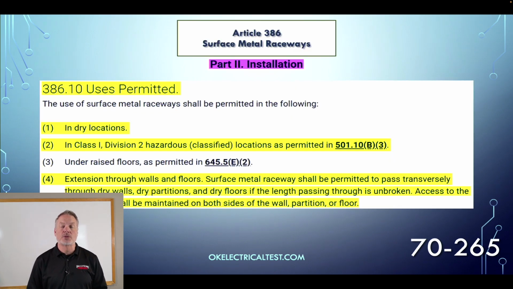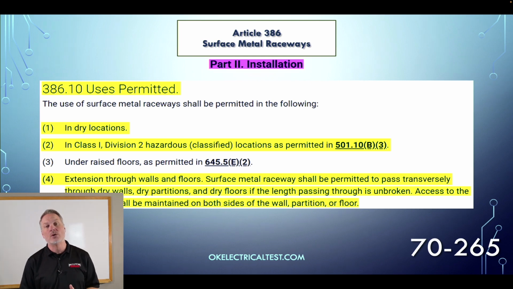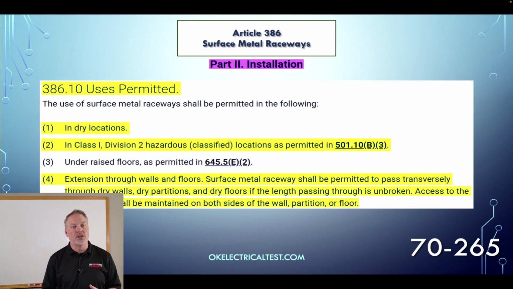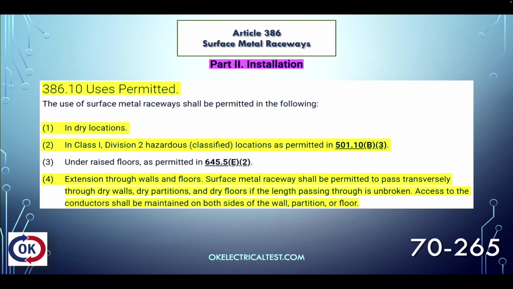Let's go to Article 386, surface metal raceways. Surface metal raceways are nice because I can access everything real nice, but let's be honest, they're kind of ugly, right? Let's go to 386.10, uses permitted. Number 1, in dry locations. So I can use surface metal raceways in dry locations. I can also use them in Class 1, Division 2 hazardous locations.